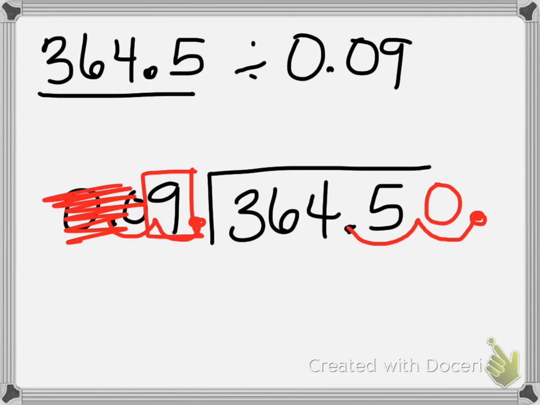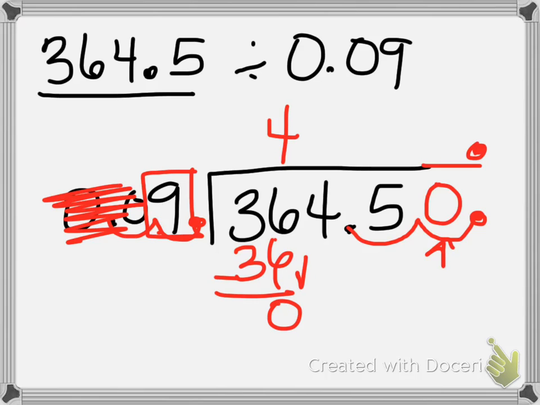You have to put a 0. Remember your 0 placer goes there, and this decimal goes right up top. So if I don't have anything to go here, nothing. 0 represents nothing, okay? And then we divide just like normal. 9 can go into 36. How many times? 4 times.